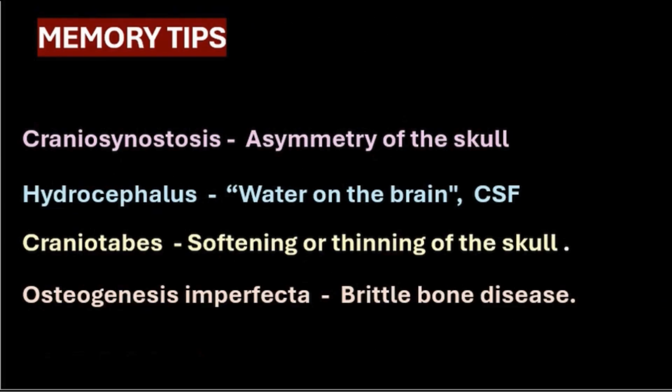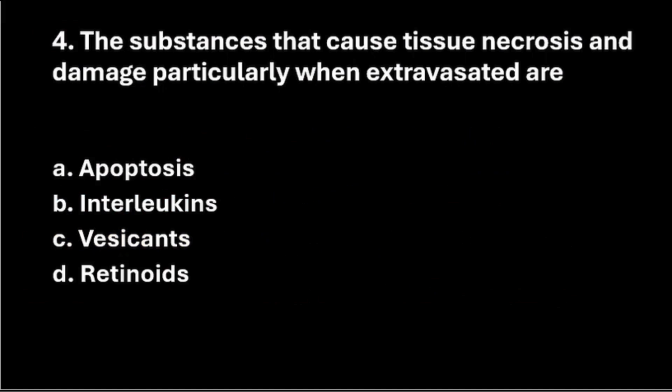So the memory tips: craniosynostosis, asymmetry of the skull; hydrocephalus, water on the brain, CSF increased production; craniotabes, softening or thinning of the skull; and osteogenesis imperfecta, brittle bone disease. Please remember all these topics, and if you need additional time for any question or any topic, you have to pause the stream. Because of the time constraint, I have to go at a pace. Minimum speed I have to follow. So please cooperate.